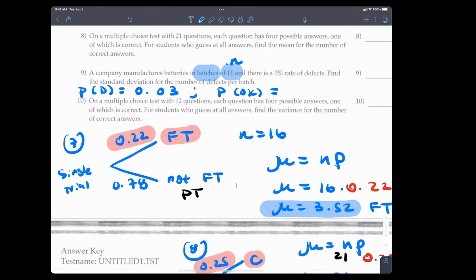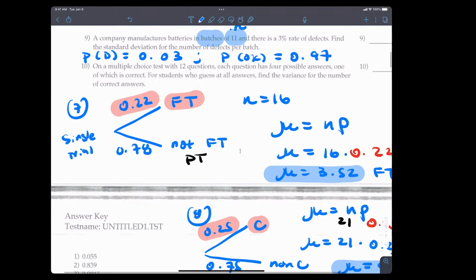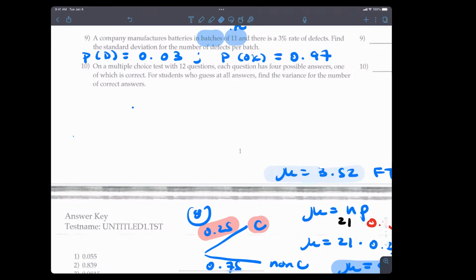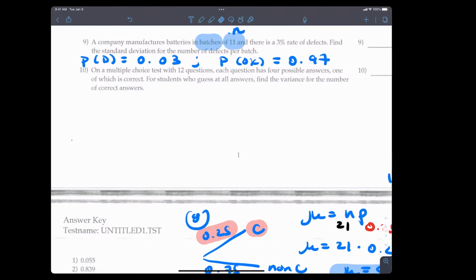What's the complement of 3%? That's 97%, ladies and gentlemen. And I'm going to erase this too. So, look at that here for you guys, just reading that first sentence. Number 9. N is 11, 3% defect rate. That means a 97% okay rate. Find the standard deviation for the number of defects. Find the what? Standard deviation for the number of defects.